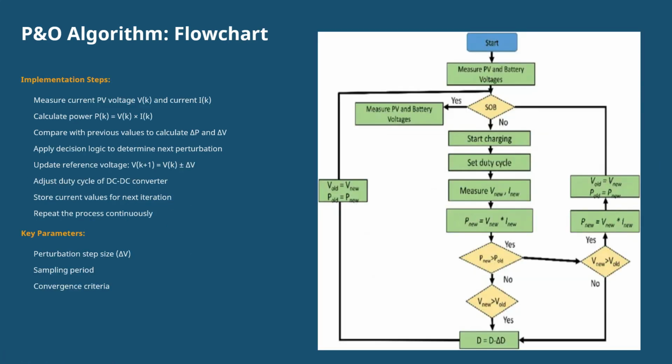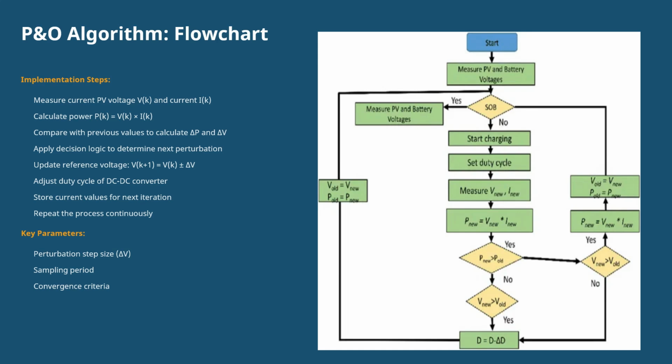Here is the flow chart of how the P&O algorithm works. There are 6 steps. First, measure current, voltage, and the power from the PV panel. Calculate the current power, let's say P at an instant k, which is equal to V(k), the voltage at that instant, multiplied by I(k), the current at that instant. Then you also calculate the next power, let's say power at an instant k+1. Then you calculate the voltage and the current at that instant, multiply them, and compare with the previous power and voltage values to get new power and new voltage values.